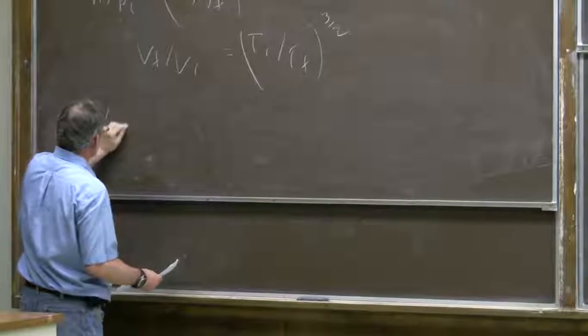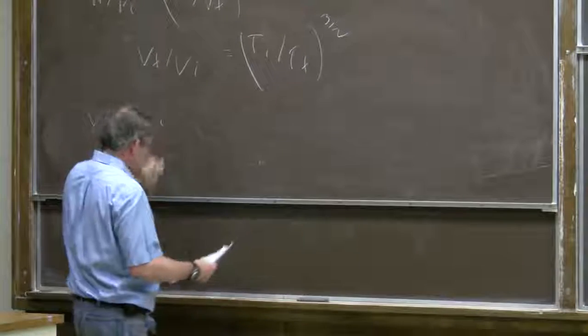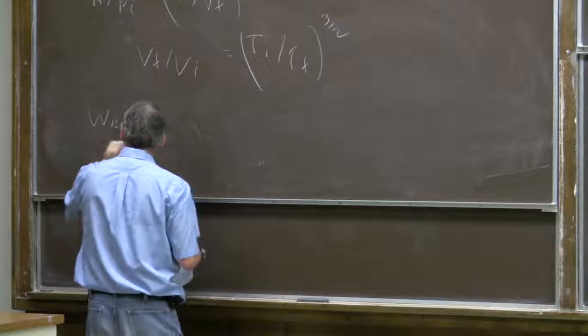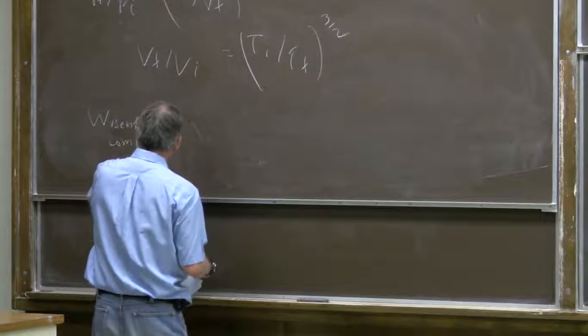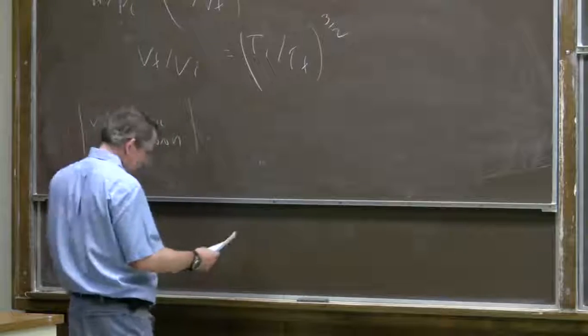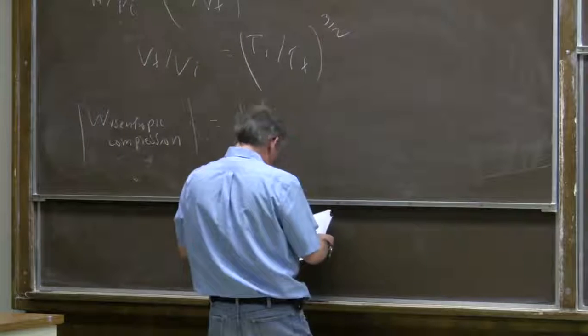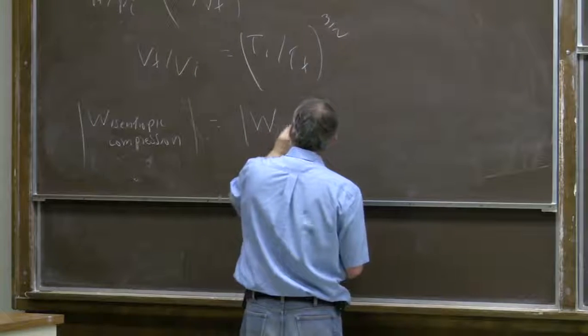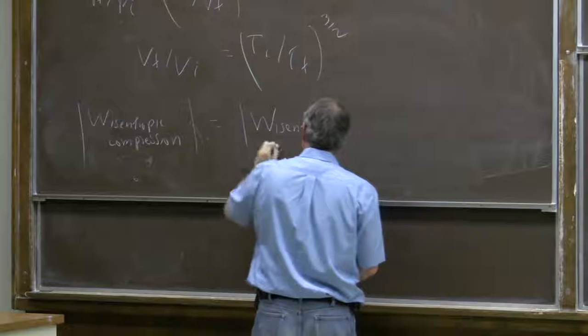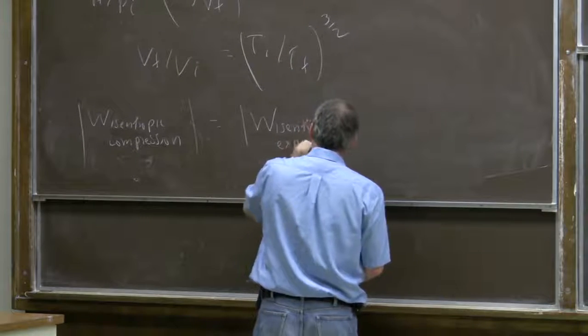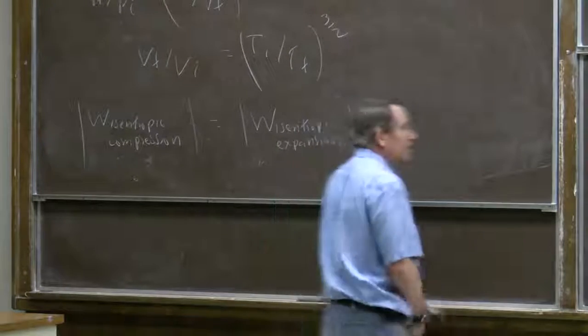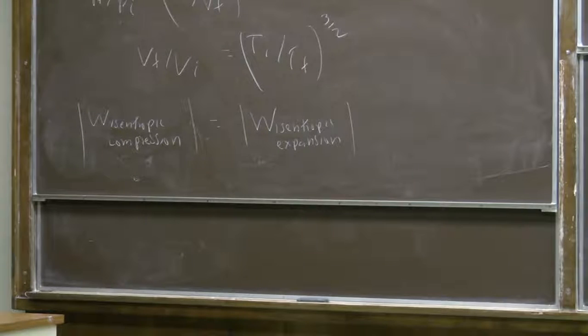So isentropic compression, well, I'll say absolute value, so I don't have to worry about getting the minus signs right, is equal to the work done during the isentropic expansion. One's negative, the other is positive, so they completely cancel out. The net work, then, is the difference between the work done during stroke 1 and stroke 3.